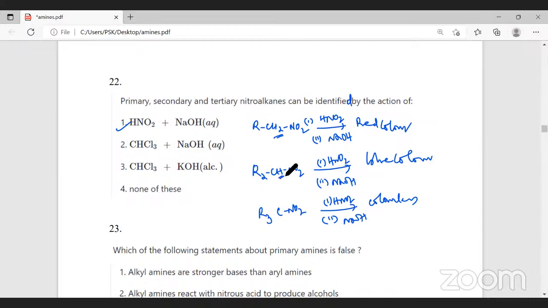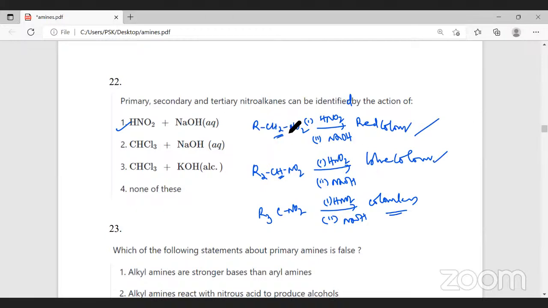So primary, secondary, and tertiary nitroalkanes can be distinguished by the replacement of alpha hydrogen. This alpha hydrogen is replaced by nitroso groups. But here, there is no alpha hydrogen, therefore no replacement, so this will not impart color. Therefore, it is colorless. So primary gives red color, secondary blue color.